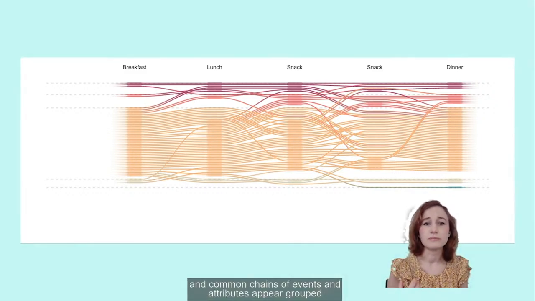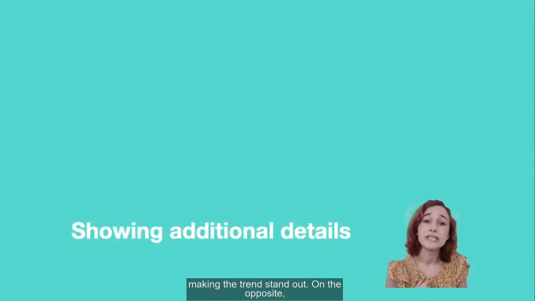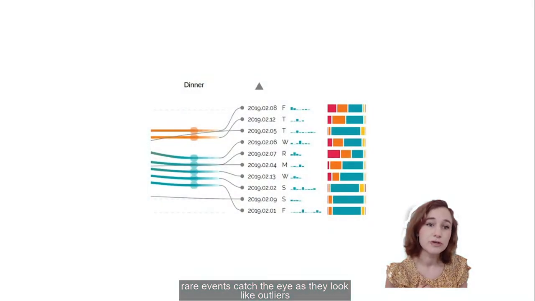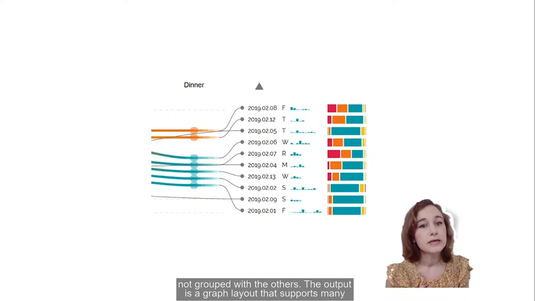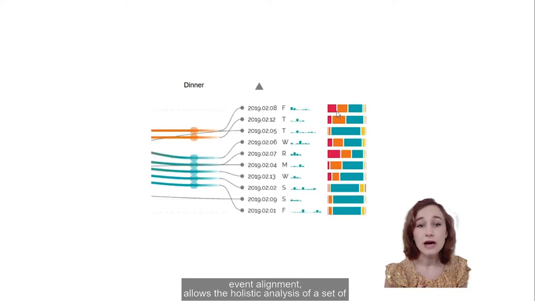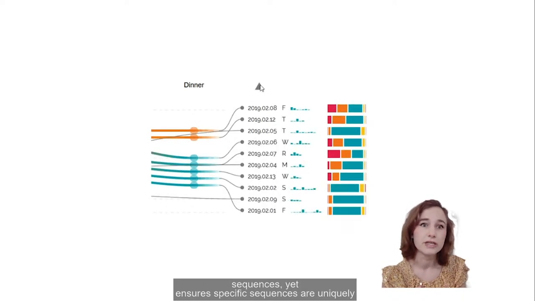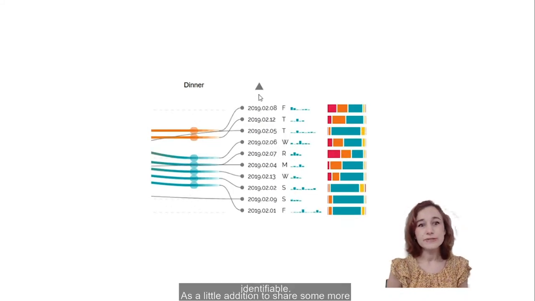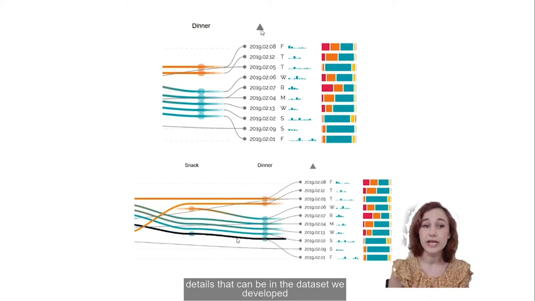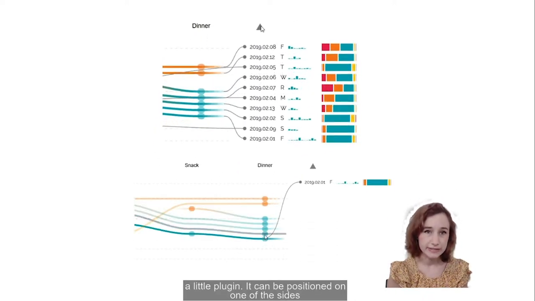As a little addition to show some more details that can be in the dataset, we developed a little plugin. It can be positioned on one of the sides, and for each day it can show a number of additional characteristics. Here it shows the date, the amount of carbohydrates throughout a day, and the percentage of time spent in high, normal, or low blood glucose. It can also help in sorting the sequences, selecting them, highlighting them according to any one of the represented characteristics.